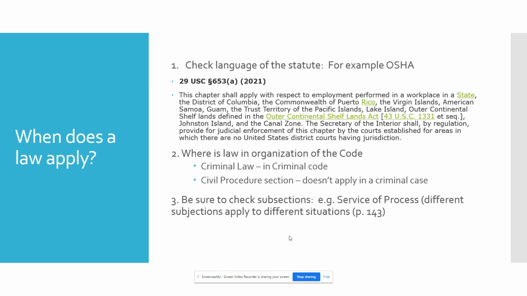Okay. I thought I changed this. One sec.